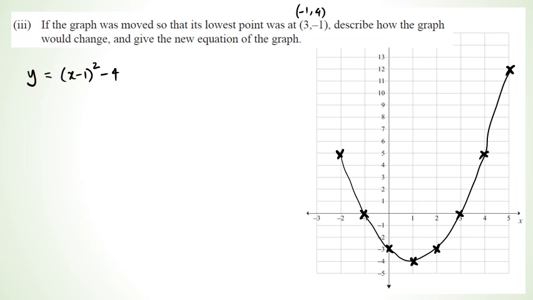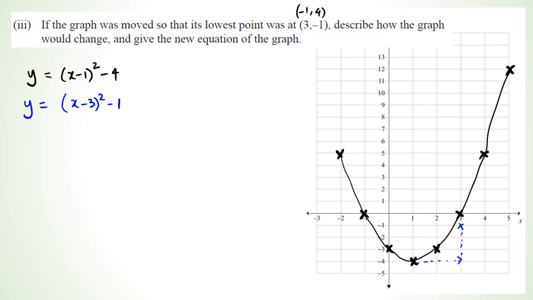Now, if the graph was moved so the lowest point was at (3, -1), the vertex has moved to there. So if I was going to write that as an equation, because the a value doesn't change, I can rewrite this as y equals (x minus 3) squared minus 4. Sorry, not minus 4, minus 1, because that's where my new point is. My new vertex is at (3, -1).